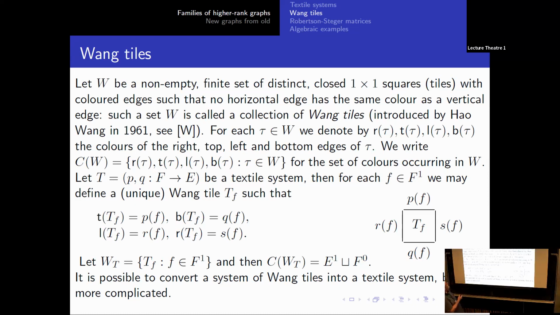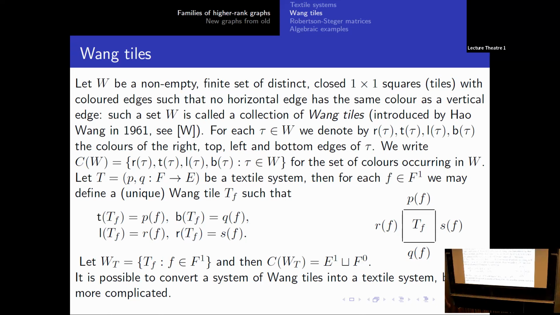So there's something called Wang tiles, which are basically colored tiles where you have colors on the tops and bottoms, and no horizontal edge has the same color as vertical, and vice versa. So it's got a well-defined top and a well-defined side. And here's the Wang tile corresponding to a square in a textile system. And so the collection of Wang tiles is just the colors of this textile system, I mean E1 union F0. So you've seen that already in the construction.